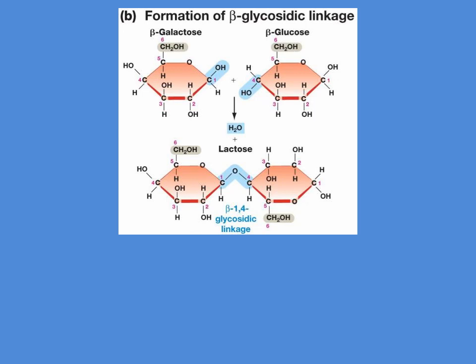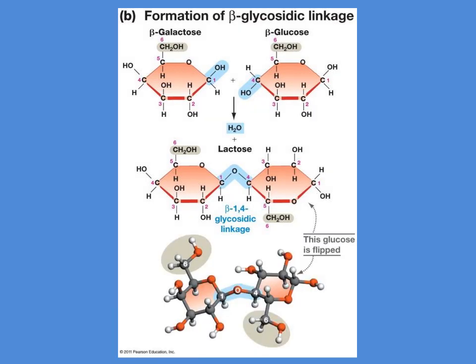And when the condensation reaction occurs, a beta 1,4 glycosidic linkage is formed, giving us the disaccharide lactose. If you will notice, the sixth carbons do not remain in the same positions after the linkage forms. The glucose molecule must flip upside down, so that the sixth carbons are in the opposite positions in this disaccharide.